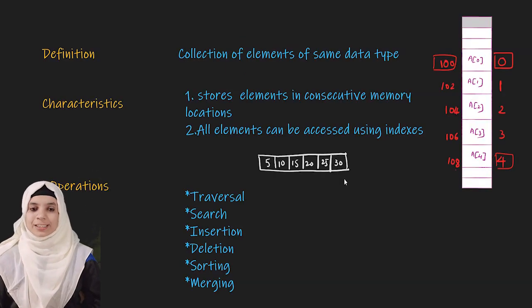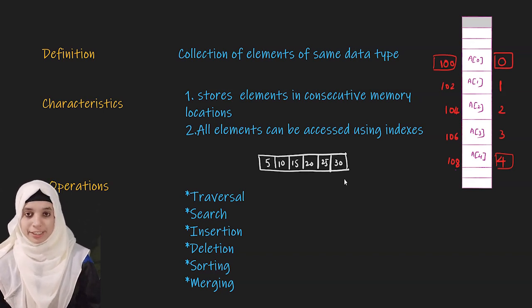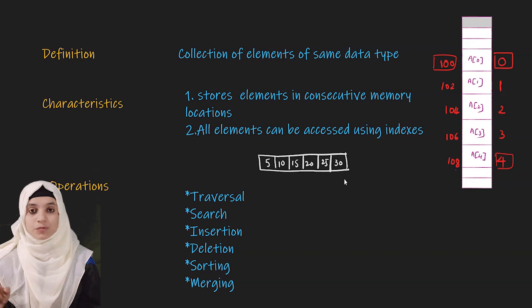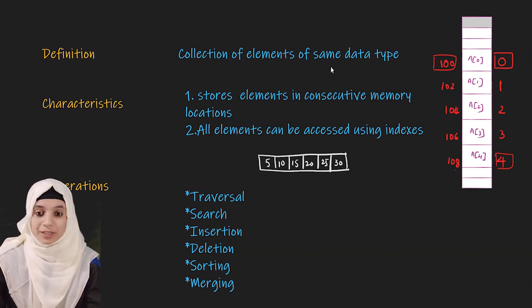Now let's discuss the definition of an array. Array is a linear data structure in which all the elements will be arranged in a linear fashion and all the elements will be of the same data type. Now see here, it is a collection of elements of same data type. It is an array. So let's see what are the characteristics of an array.